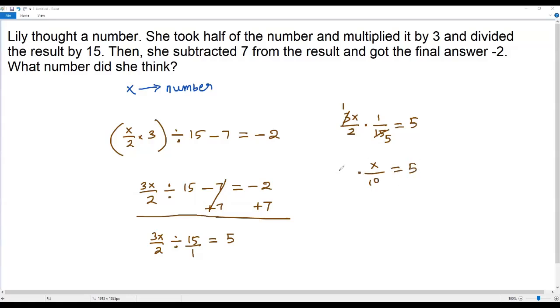To solve for x, I multiply both sides by 10. When I do so, this 10 cancels out. I get x equals 50. So the number Lily thought was just 50.